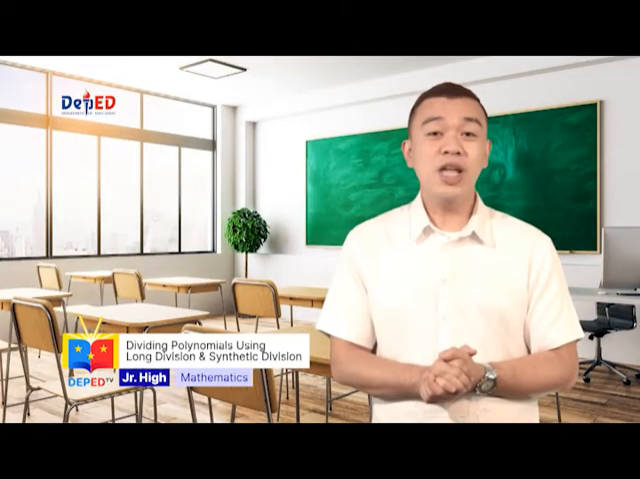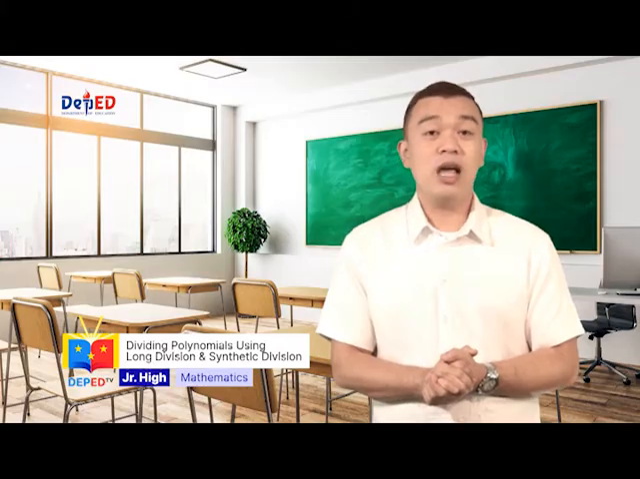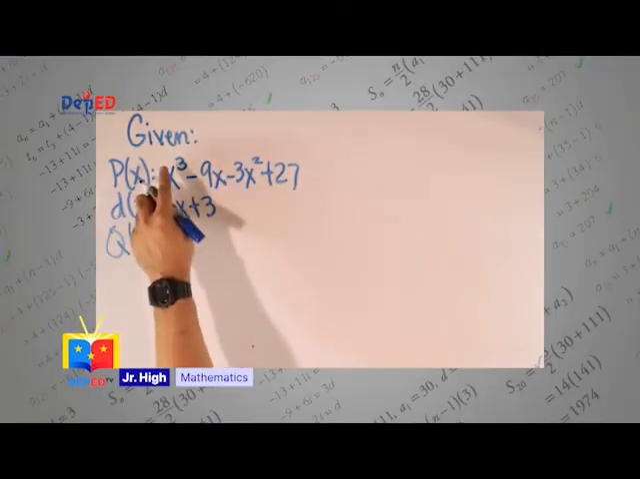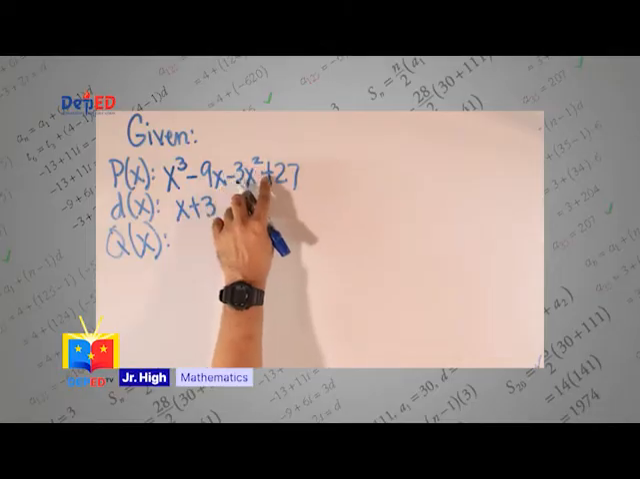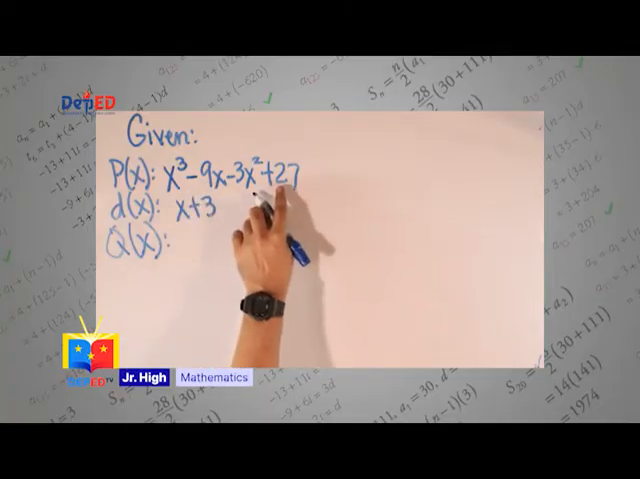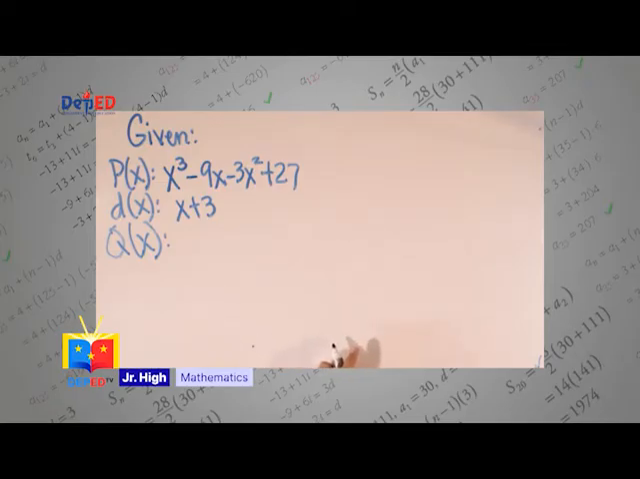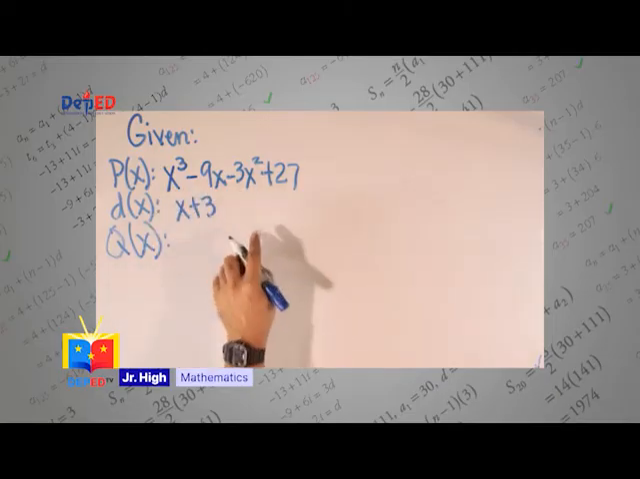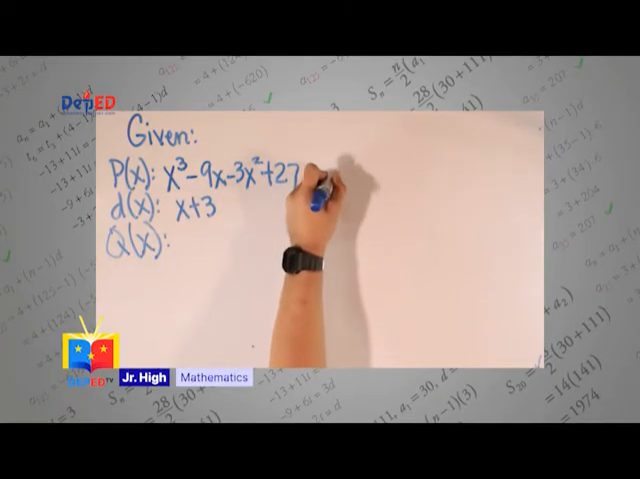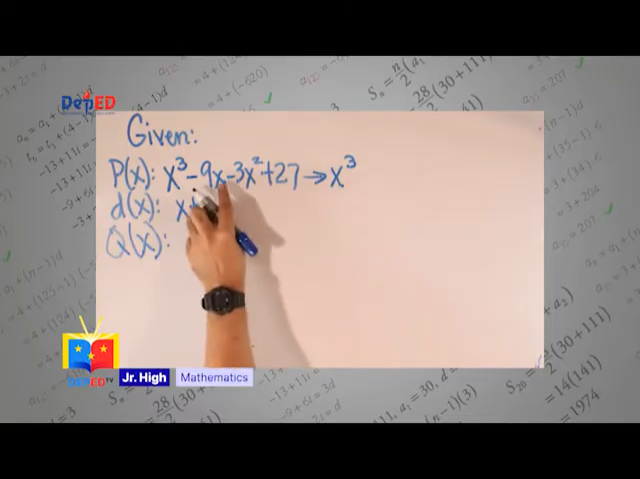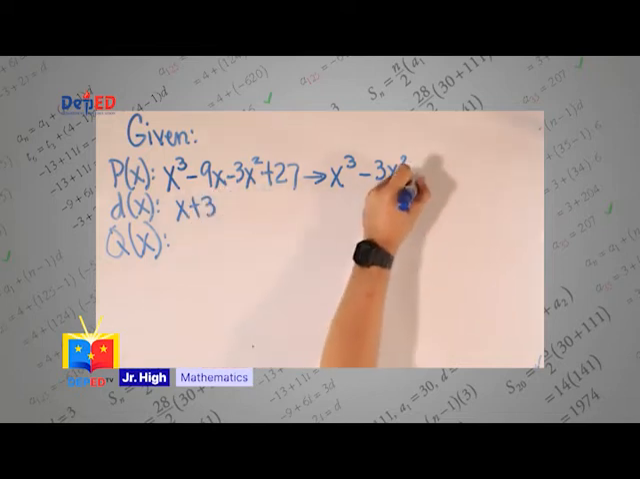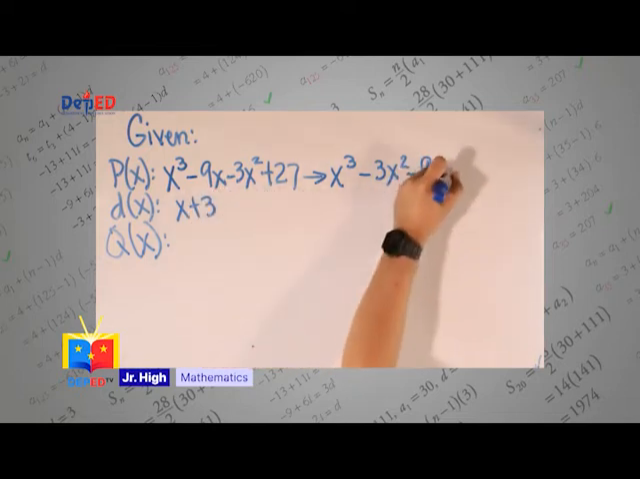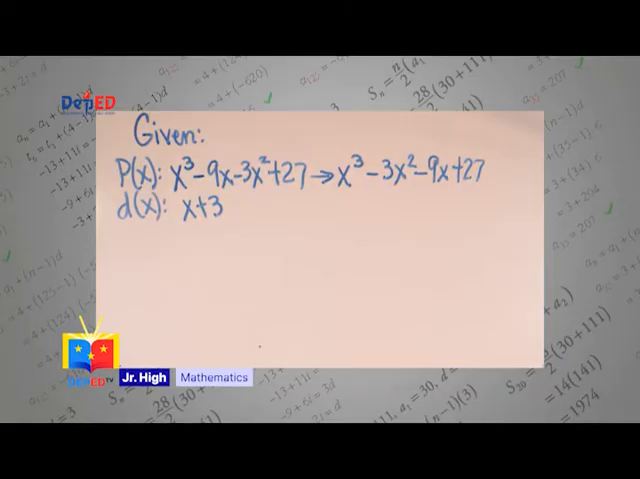Just like long division, arrange the polynomials first in descending powers and write 0 as coefficient of any missing term. As you can see in our given, P(x), or the dividend, x cubed minus 9x minus 3x squared plus 27 is not arranged in decreasing power of x. When we use synthetic division, we will follow the same rule as in long division, that is, to arrange the powers in decreasing manner. So that is, x cubed, then the next one is negative 3x squared, then we'll have negative 9x, and the constant term, which is 27. Then we're good to go.